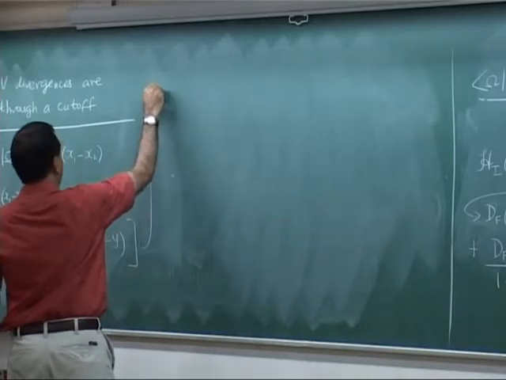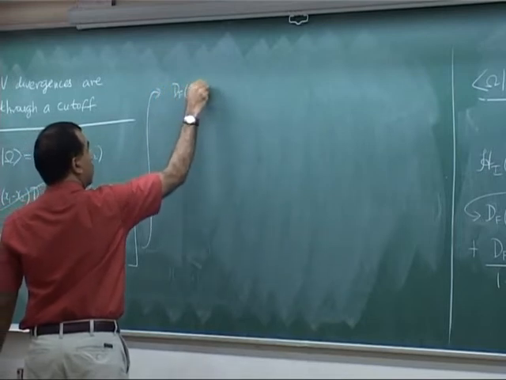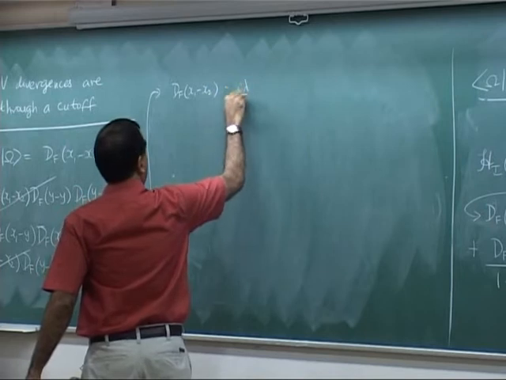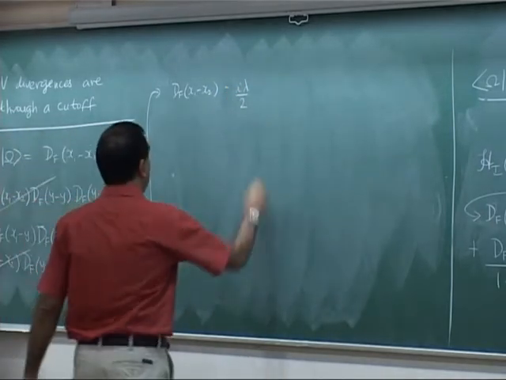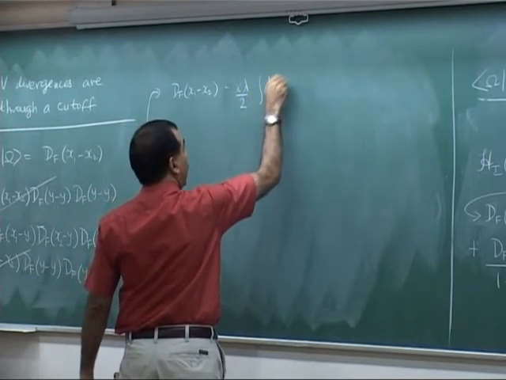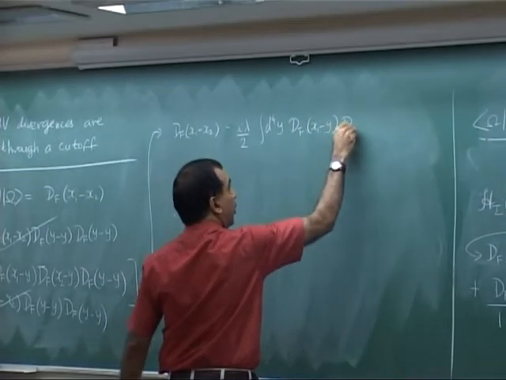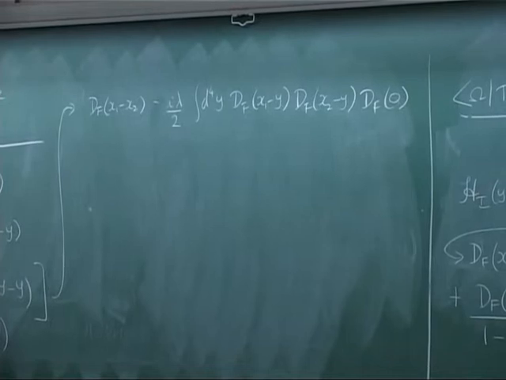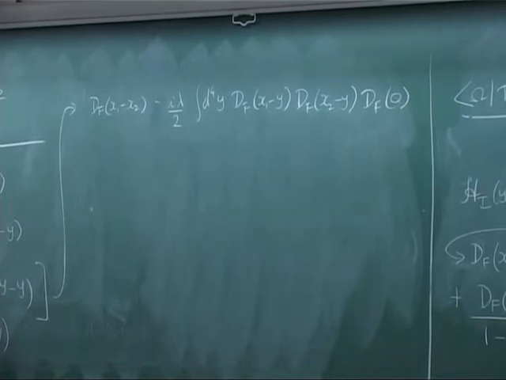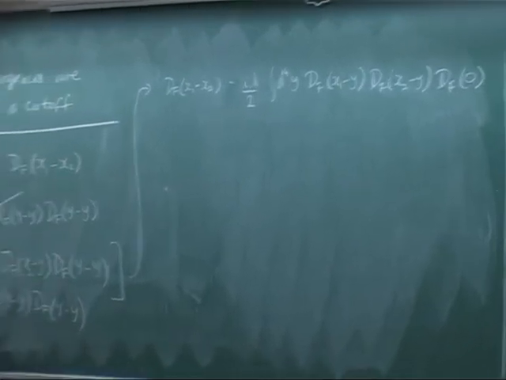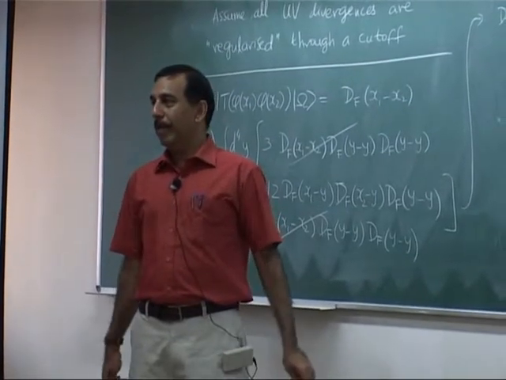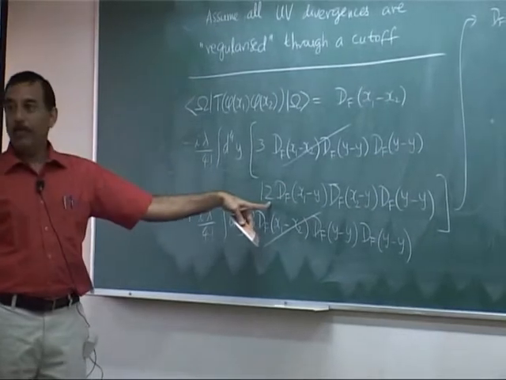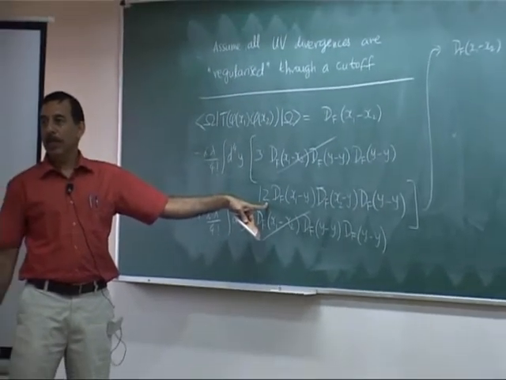So the answer is Df of x1 minus x2 minus, so i lambda by 2, so 12, this is 24, okay, then integral d4y Df of x1 minus y, Df of x2 minus y, and Df of 0. Okay. So at this stage, the only thing I want you to appreciate is that everything has reduced to a product of Feynman propagators of the free theory and integrals over them with definite numerical coefficients. This half is very important. It came from 1 by 24 in the interaction and 12 in the number of terms. That's very important.